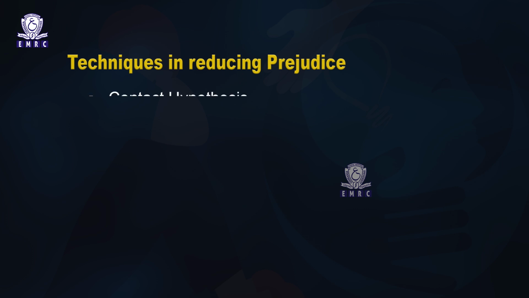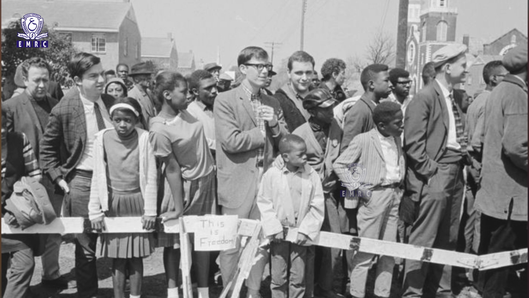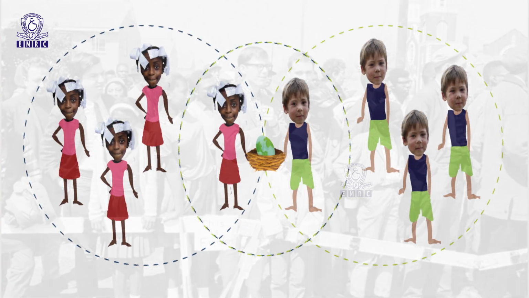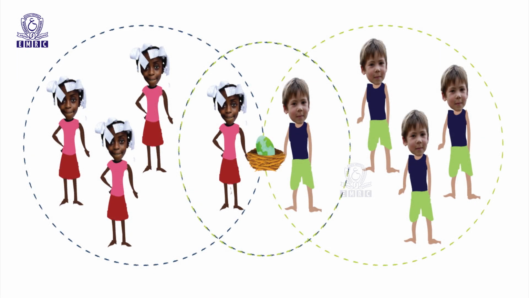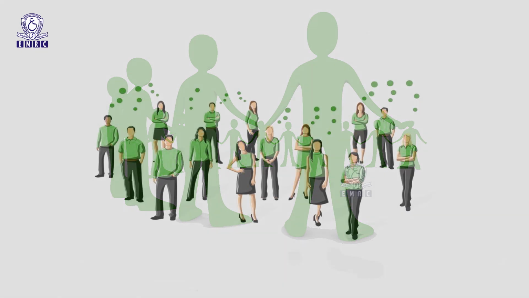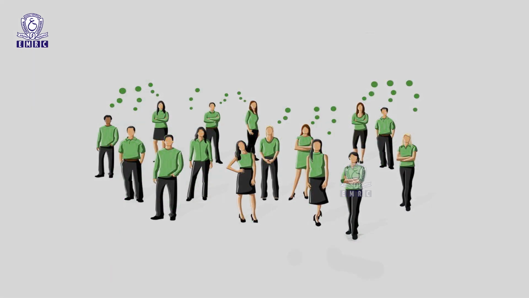Now we will look at the different techniques in reducing prejudice. The first one is the contact hypothesis. The contact hypothesis was developed in the middle of the 20th century by researchers to understand how conflict and prejudice could be reduced. Studies conducted in the 1940s and 50s showed that contact with members of other groups was related to lower levels of prejudice.